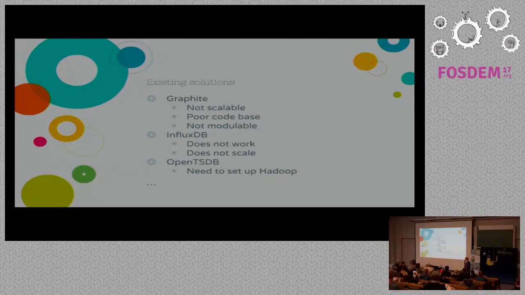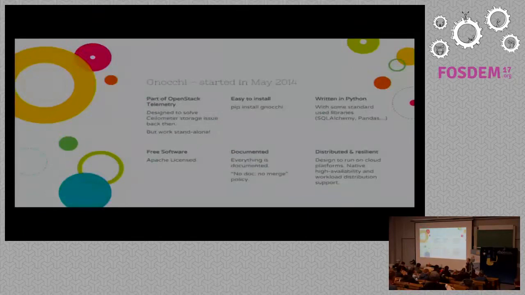InfluxDB was a new cool kid in town. It's written in Go, but it doesn't work for us. It has gone proprietary in part last year, so it's not really open source anymore, and it doesn't scale. OpenTSDB is another solution, but you need to set up Hadoop. You have new things since a couple of years, like Prometheus, which I think uses Cassandra, which is not an option for us either, because nobody wants to set up Cassandra or Hadoop or anything like that. So we had to create something from scratch, which we call Gnocchi.